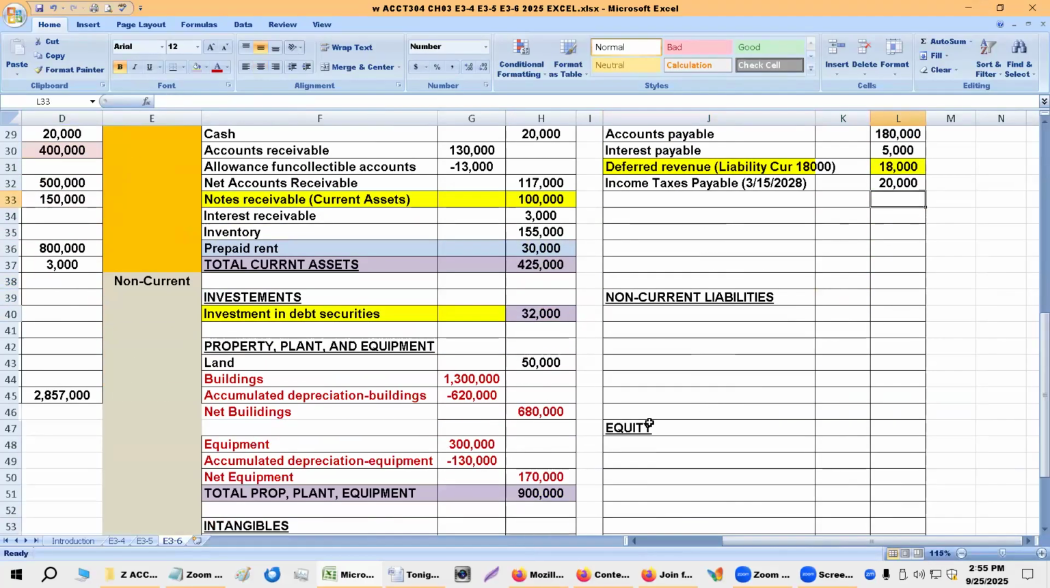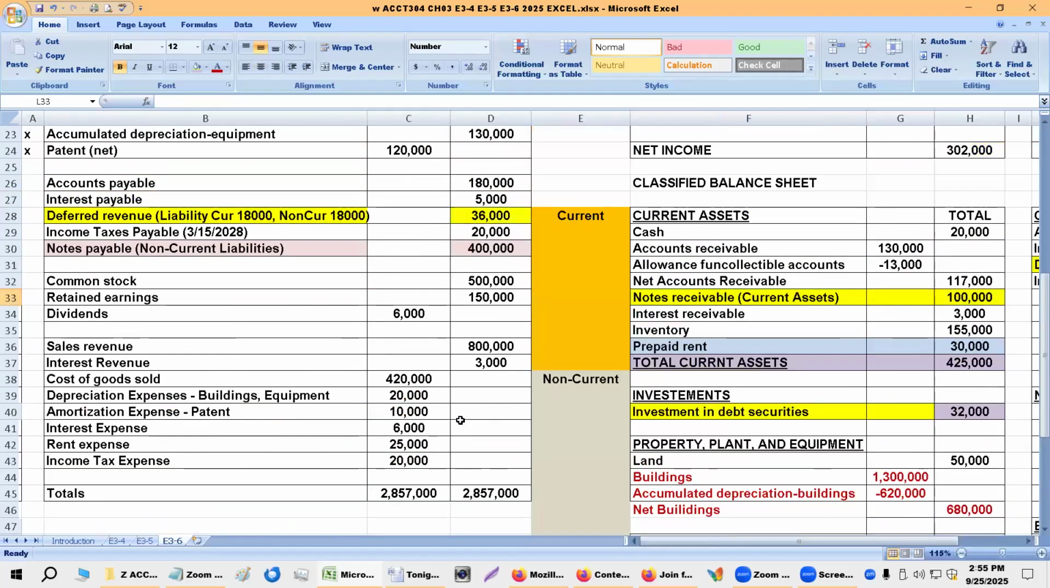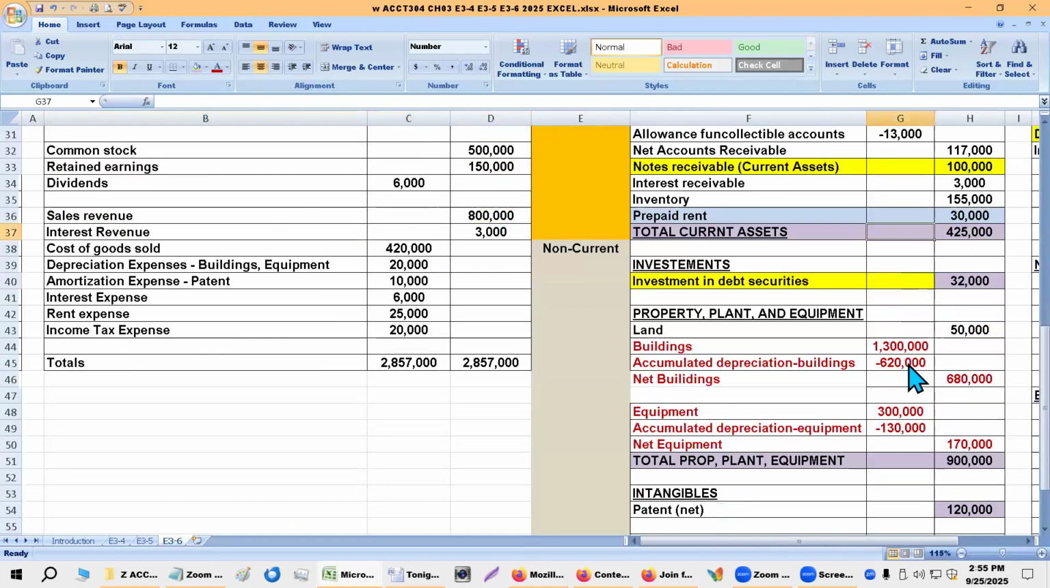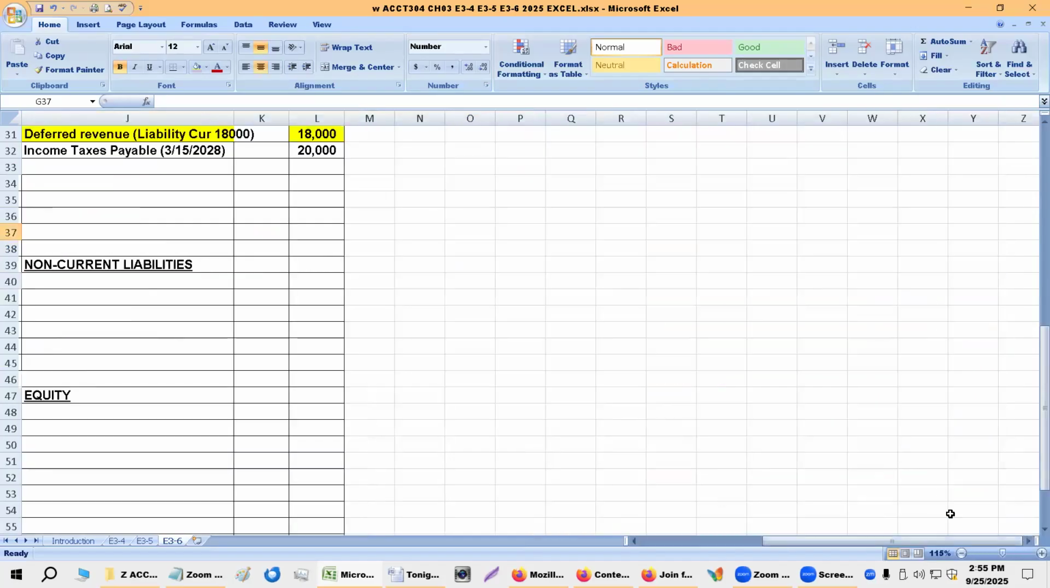I think that's it. Take a look at this again. We've got to pay our taxes next year. We've got to pay deferred revenue. We're going to earn half of that this next year. Well, okay. And we have these non-current liabilities. So we're going to have deferred revenue. Let's do the deferred revenue first so I don't get confused.